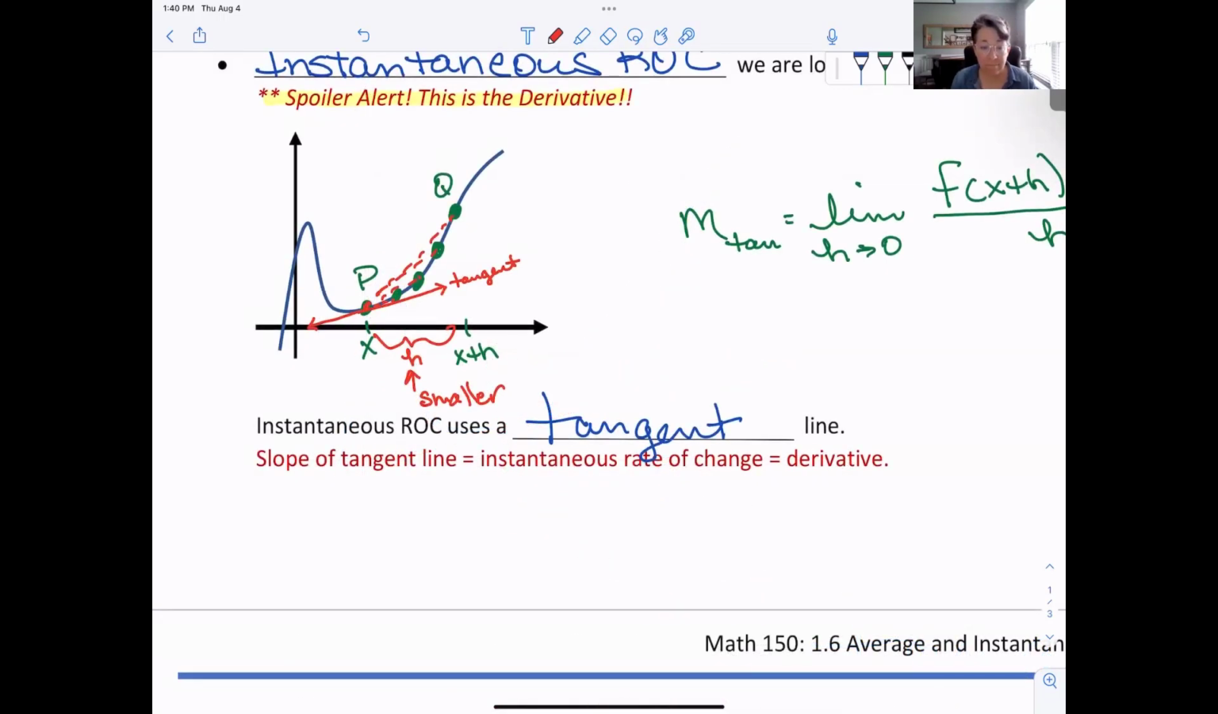Slope of a tangent line equals your instantaneous rate of change, which is also our derivative. So don't freak out. You're not going to have to find the limit of that slope every single time. There are shortcuts. We're going to show them to you later, but we need you to understand theoretically what you are finding when you're finding the derivative.